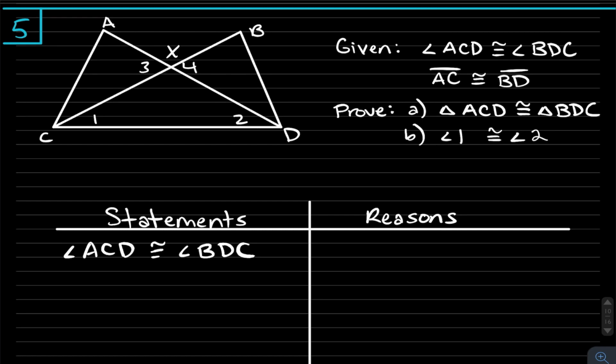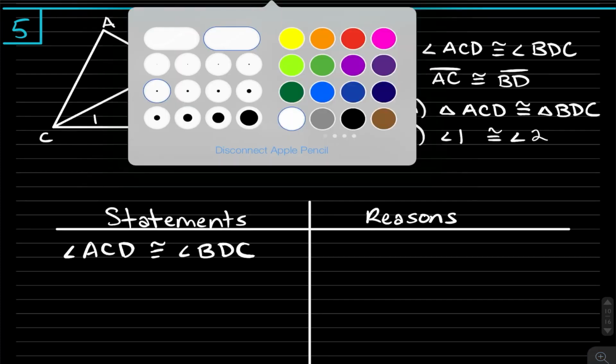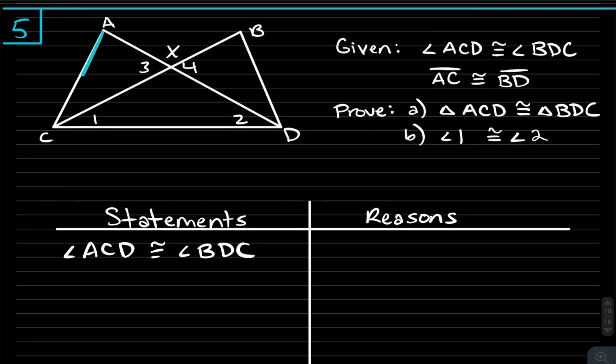Okay, so we're given a couple different things here, and we want to prove 2 different things actually. First, that we have 2 triangles that are congruent here, ACD and BDC. Let's identify which ones those are. We have ACD, okay, and so that's this triangle, and we have BDC, so that's this triangle.